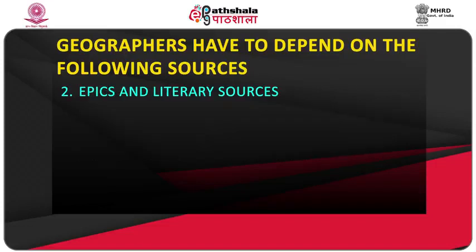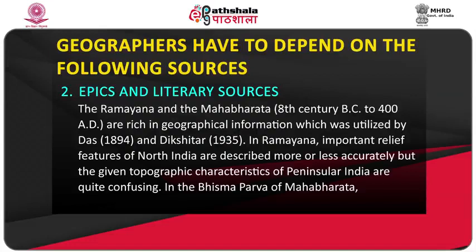The next source, that is the epics and the literary sources. The Ramayana and the Mahabharata, 8th century BC to 400 AD, are rich in geographical information, which was utilized by Das in 1894 and Dikshitar 1935. In Ramayana, important relief features of North India are described more or less accurately, but the given topographical characteristics of peninsular India are quite confusing.